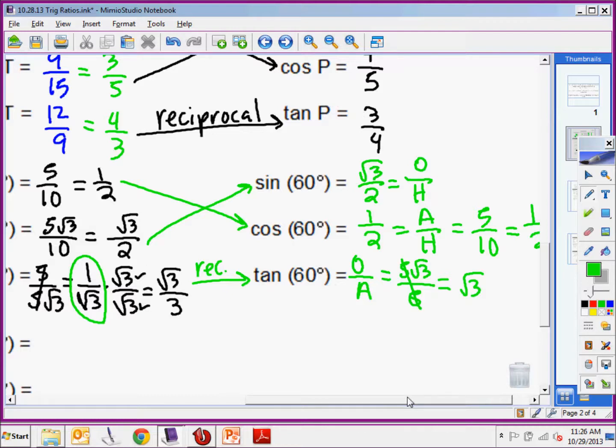As long as you remember it, opposite over hypotenuse is sine. Adjacent over hypotenuse is cosine. Opposite over adjacent is tangent. As long as you remember those rules, you can't go wrong. Okay? So, from this point on, for every sine of 60, it equals the square root of 3 divided by 2. For every cosine of 60, it equals 1/2. For every tangent of 60, it equals square root of 3.